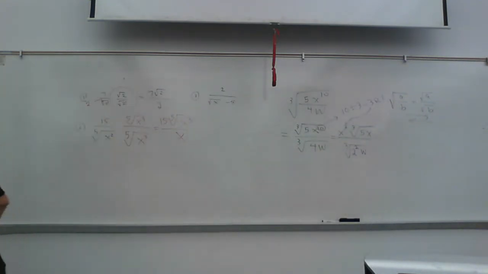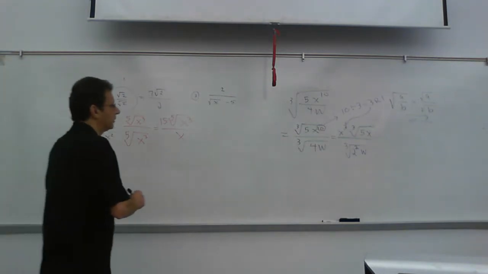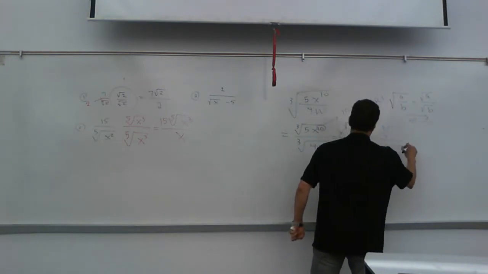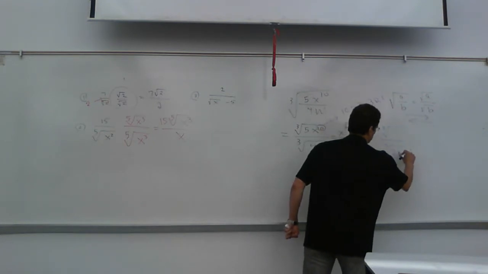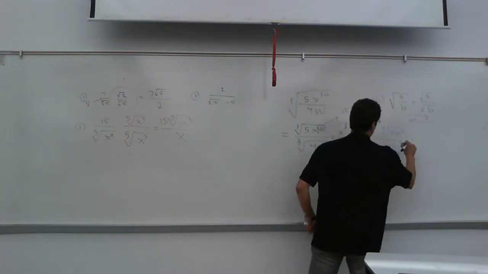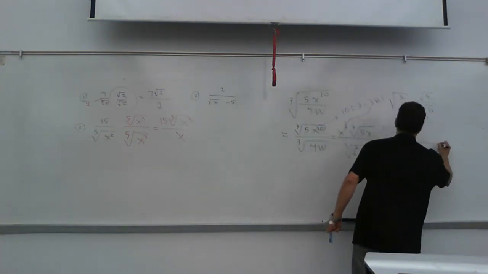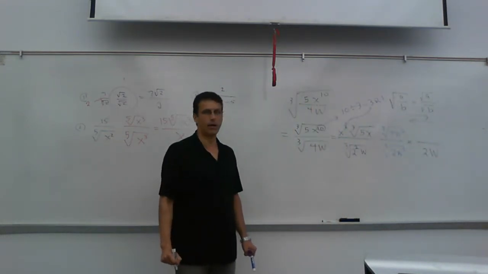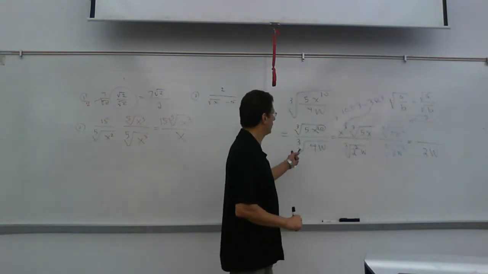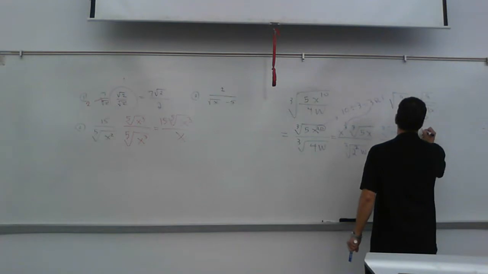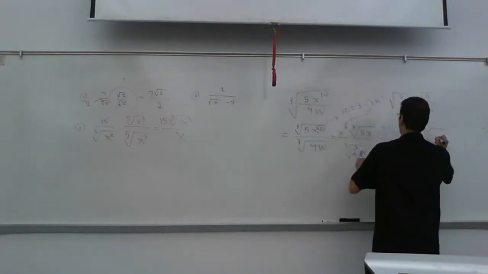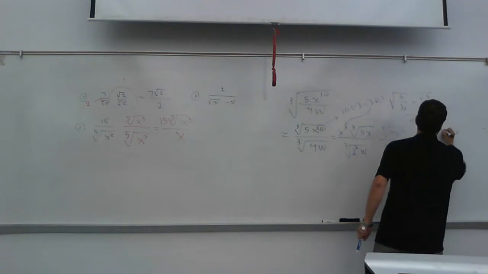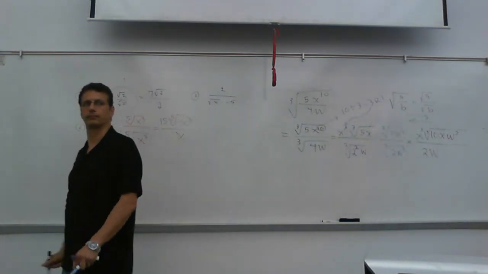Let me use a different color. What do I need? I need the cube root of what? 2 squared is 2. 2 what? And everybody can see that the denominator becomes what? 2W. Is that right? Cube root is gone. Now what is left? X cubed, the cube root of 5 times 2, 10, X times W squared. Yes.